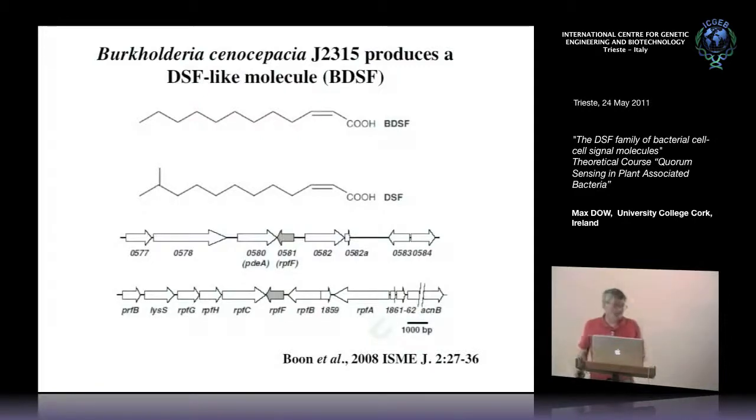Now, here's an important difference. When they tracked down the gene that was involved in making the BDSF in this organism, they've called it RpfF, this is BCAM0581. You can see that this gene is in a completely different genomic context from RpfF in the rpf gene cluster of Xanthomonads. So it's flanked by genes which are not related to RpfC or RpfB. In fact, we can't find an RpfC homolog in this organism. So this is a very unexpected finding, to have this type of signal produced in a completely different environment.